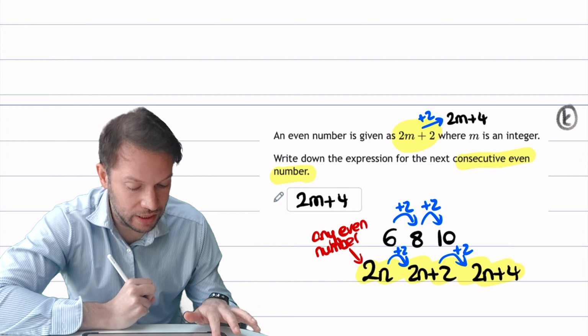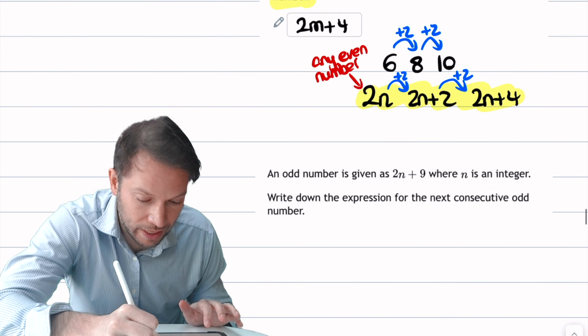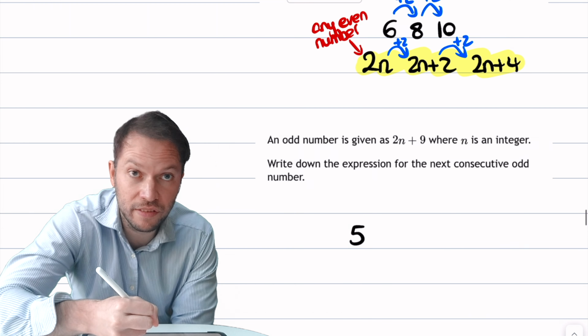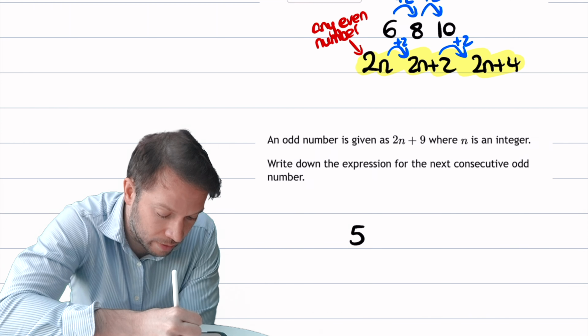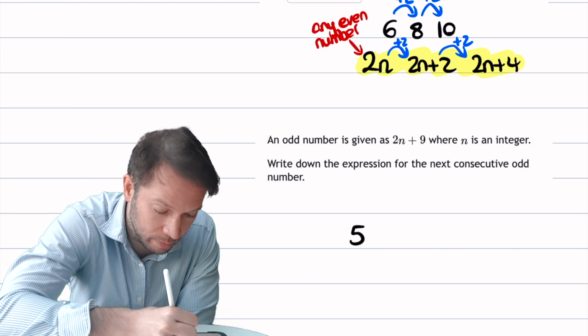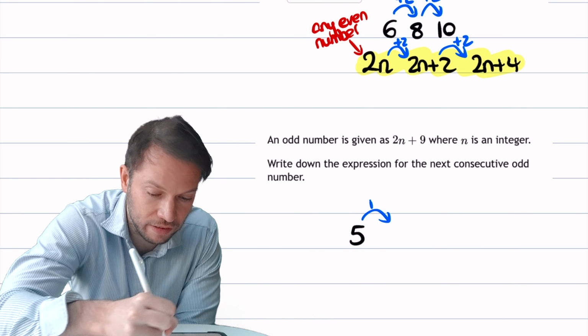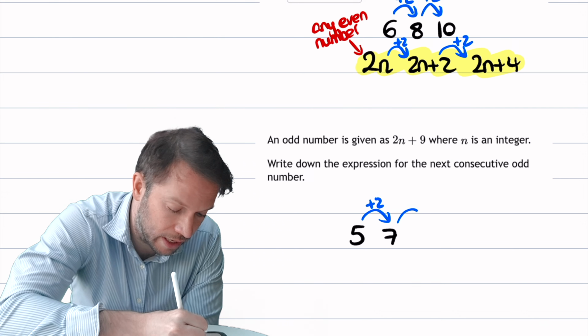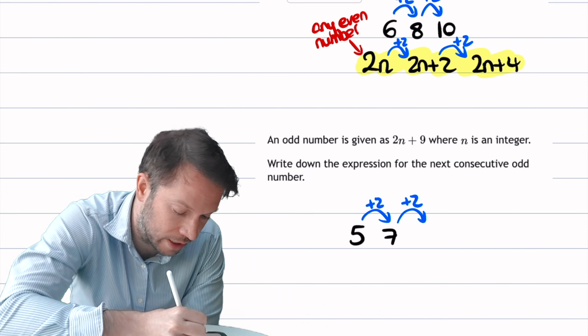What about consecutive odd numbers? So if we had some odd number, let's say like 5, how would we get the consecutive odd number? Well, we just add 2 again. So we can add 2 to get the next odd number, which would be 7. If we added 2 again, we get the next odd number, which would be 9, etc.